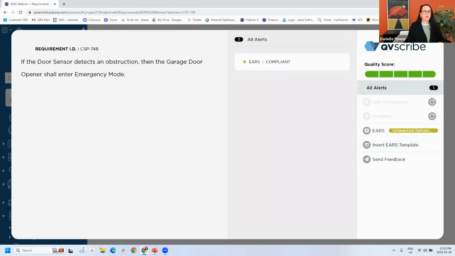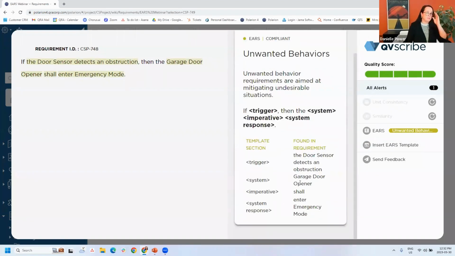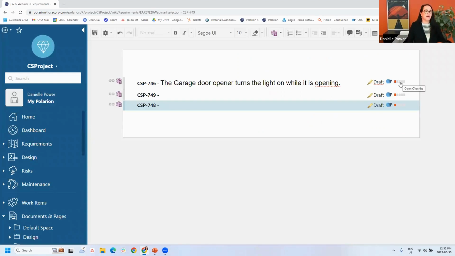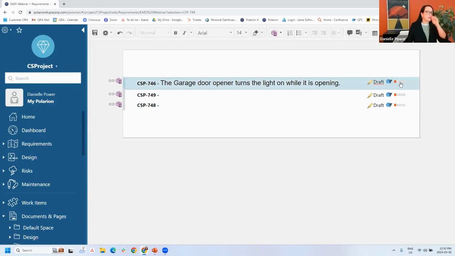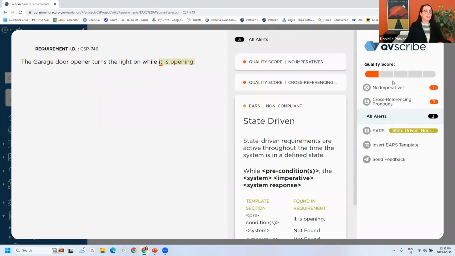If I go back to QVscribe, again, it was super easy to get that 5 out of 5. My EARS compliance check is picking up exactly what I used. It knows what the trigger is, the system, the imperative, and the system response. So that is how you can use our EARS templates to author new requirements. Now I'm going to go into a requirement that has a few problems.